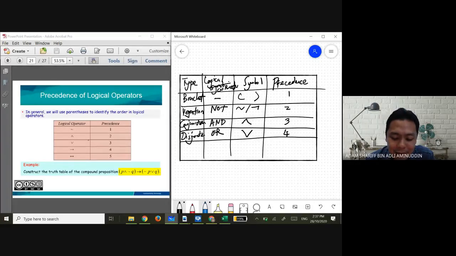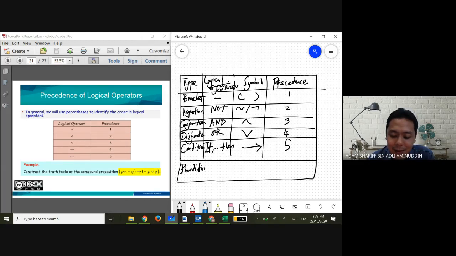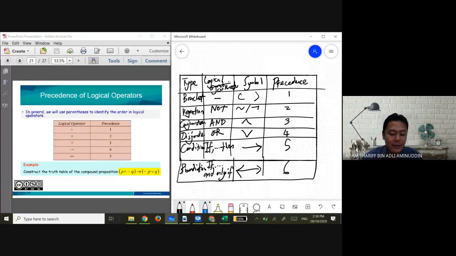Alright, then there is the conditional. Conditional: if blah blah blah then. The arrow is to the right, there is no arrow to the left, everything goes to the right. And lastly, the biconditional. Its logical connective is if blah blah blah and only if, with two arrows, left and right. Okay, that's all I want to add to enhance this note.